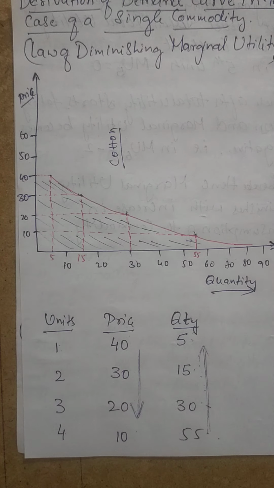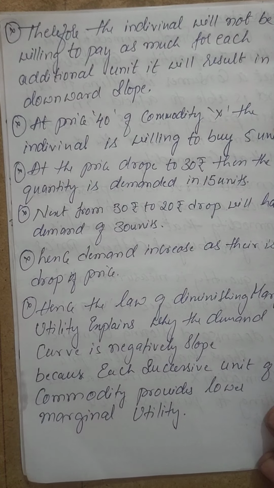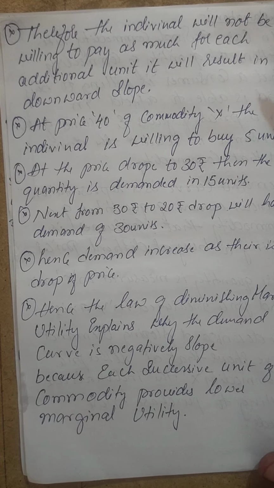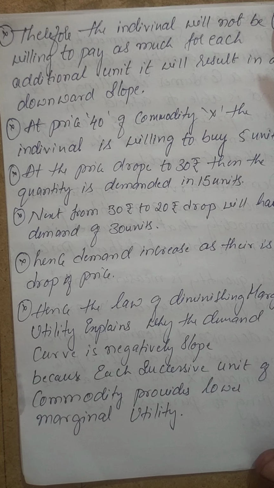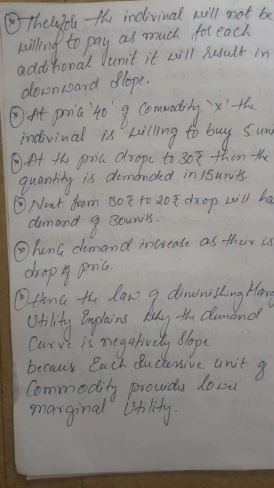Therefore the individual will not be willing to pay as much for each additional unit. It will result in the downward slope. He is not ready to pay that much. Why? He is thinking that it is of no use, that if we keep buying, it decreases value.